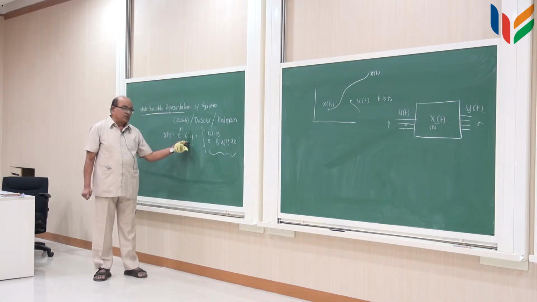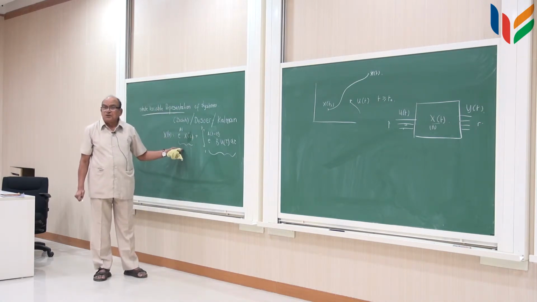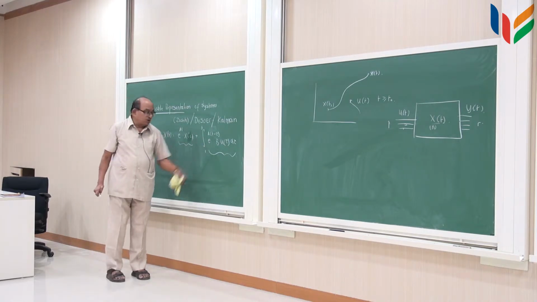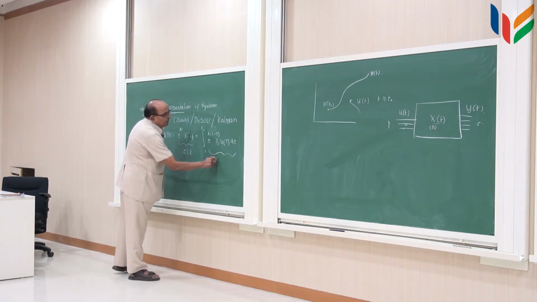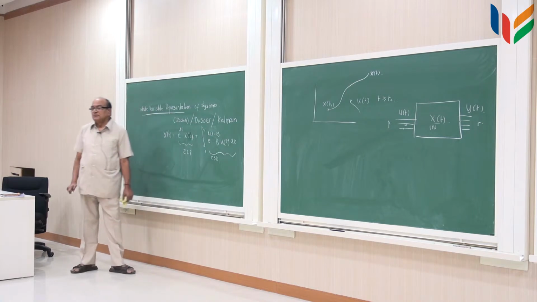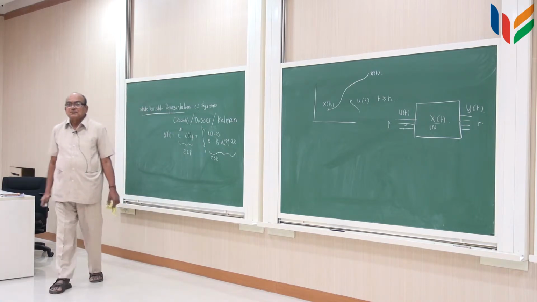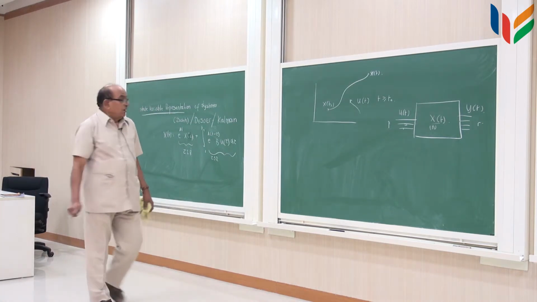And if the initial conditions are 0, this term will be automatically 0, you will only get the response. This is called the 0 input response and this is 0 state response. This is what we did in 101.